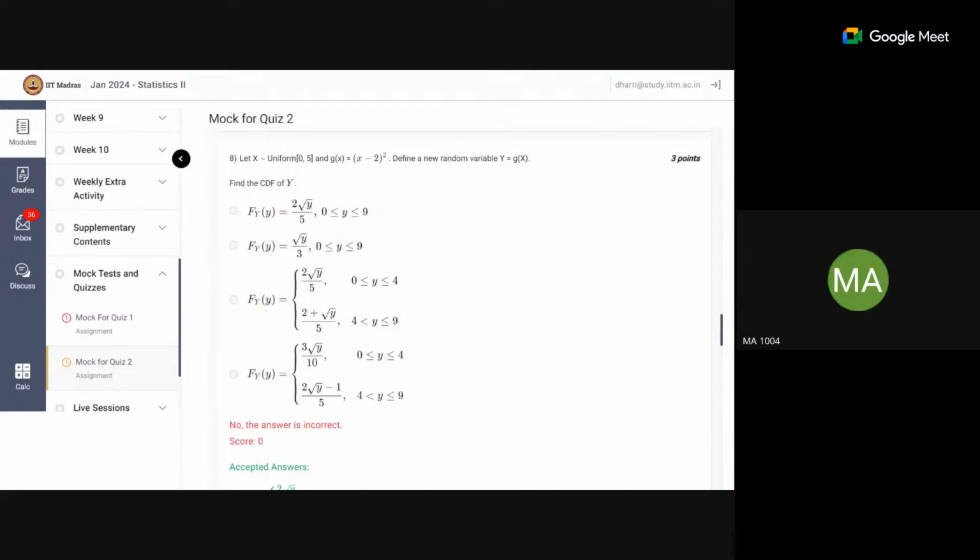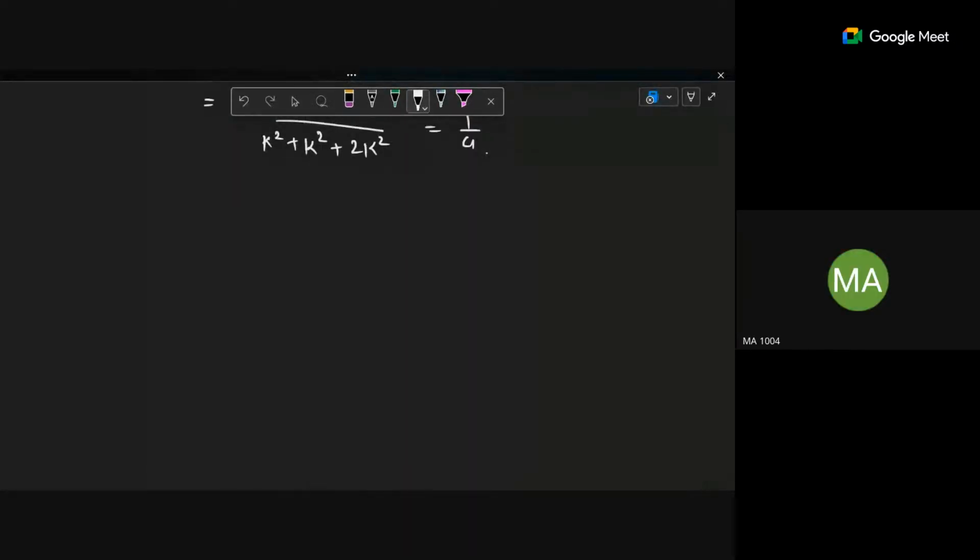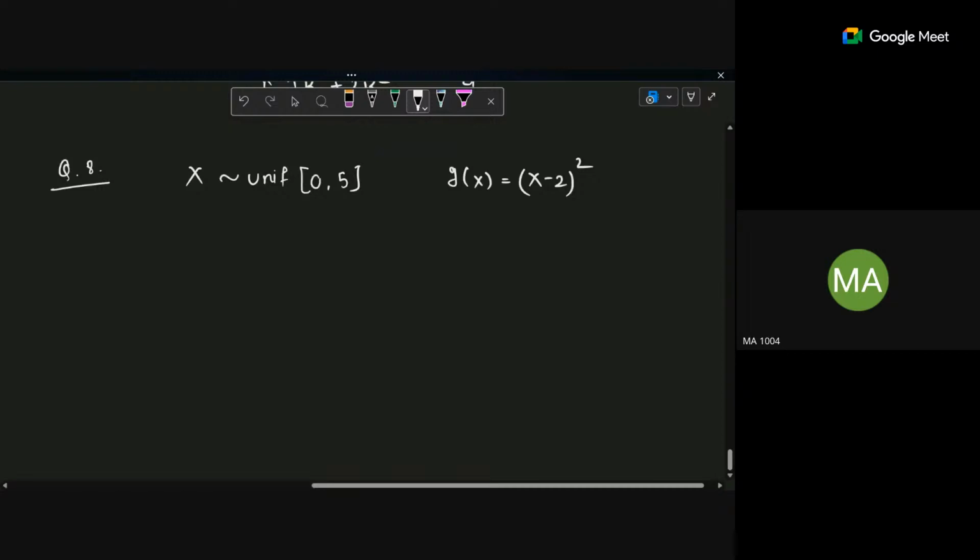Can you use the monotonic formula here? No, you can't, because it is not monotonic in the range. It is up and down. This kind of question we have discussed. Does anyone remember, if it is uniform in the range 0 to 5 and g of x is x minus 2 the whole square?